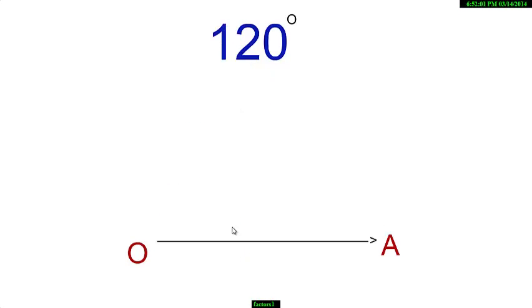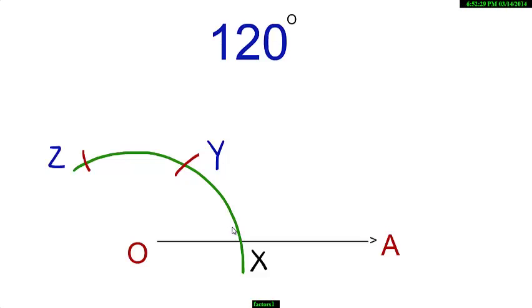To construct an angle of 120 degrees, place your compass at the point O and cut an arc with any suitable radius. Ensure the arc is a fairly big one. Let this arc cut OA at X. With X as center and the same radius, cut this arc at Y. With Y as center and the same radius, cut the arc at Z. Now, join OZ and extend to B.